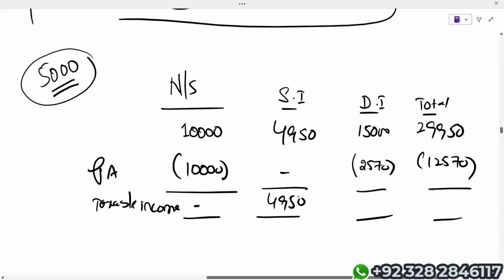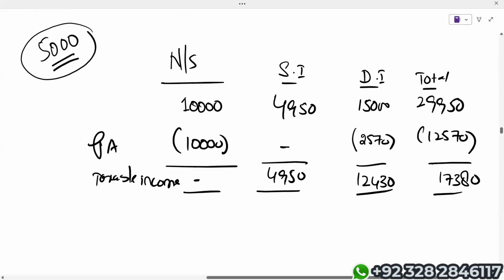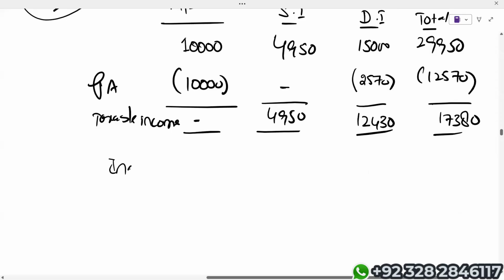But for your comparison, for your clarity, I'll give you the comparison. If someone does not follow this sequence, then what happens? Here I'm getting 12,430. So it is 17,380. Total taxable income is 17,380. Now, let me make this 8 properly looking. Okay, now we have to calculate income tax.